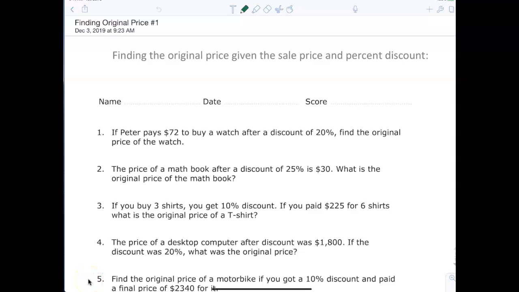difficult than what we did yesterday, so here we go. All right, number 1. It says, if Peter pays $72 to buy a watch after a discount of 20%, find the original price of the watch.